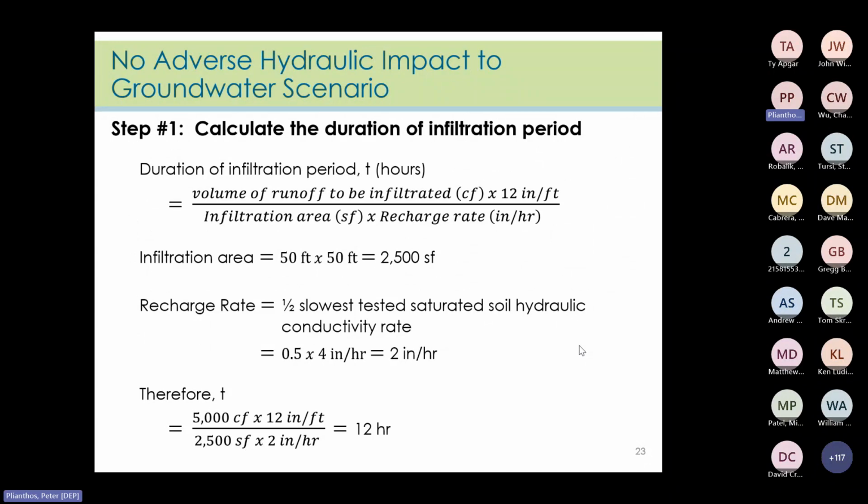All right, so let's start with some basic calculations. Typically, the soil testing provides results in inches per hour, so the value for T would also use hours as the unit of measure. For the duration of infiltration period, we divide the volume of runoff to be infiltrated by the product of the infiltration area and the recharge rate. Also, remember that the recharge rate is 1/2 of the slowest tested saturated soil hydraulic conductivity rate from soil testing. Therefore, the duration of infiltration period is calculated to be 12 hours.